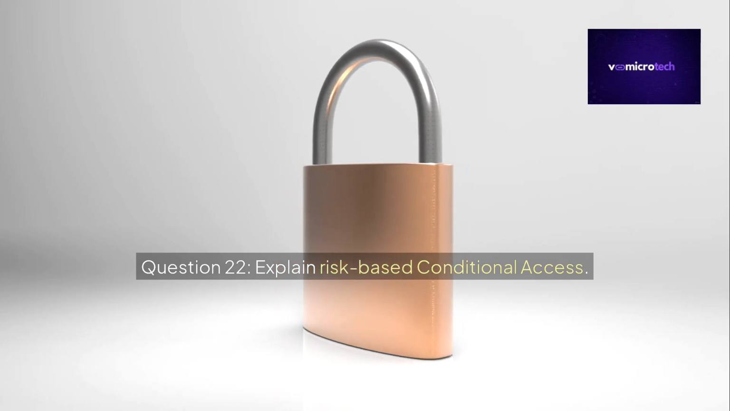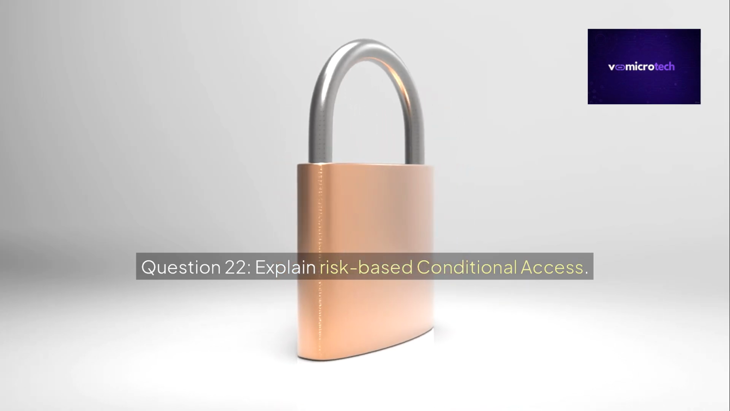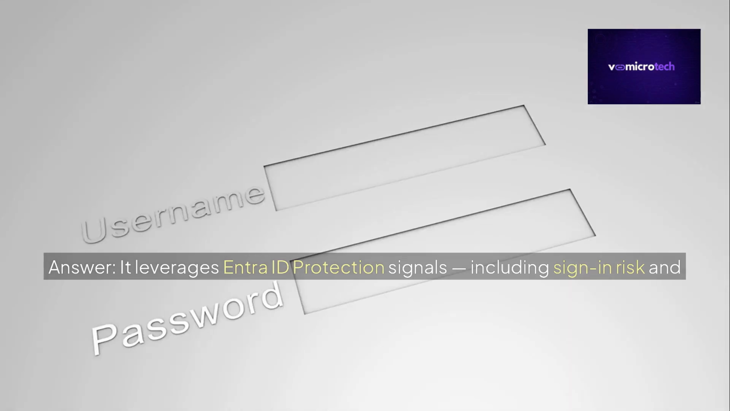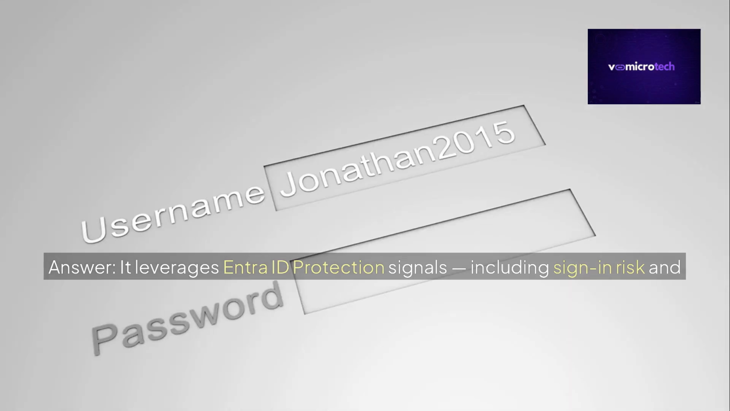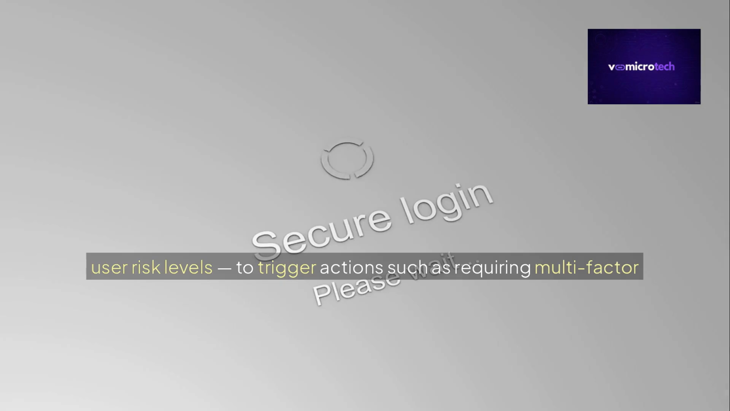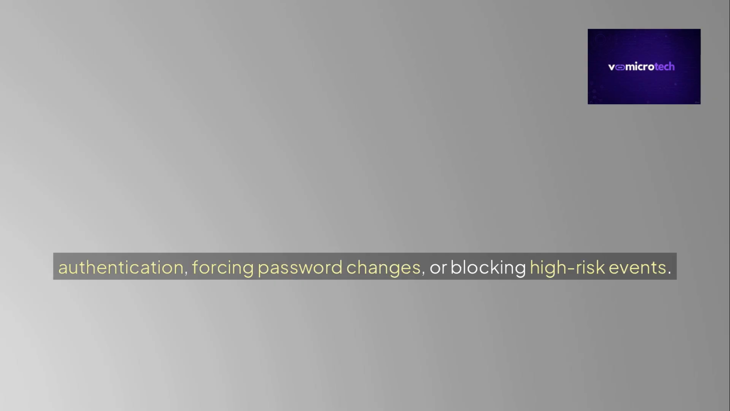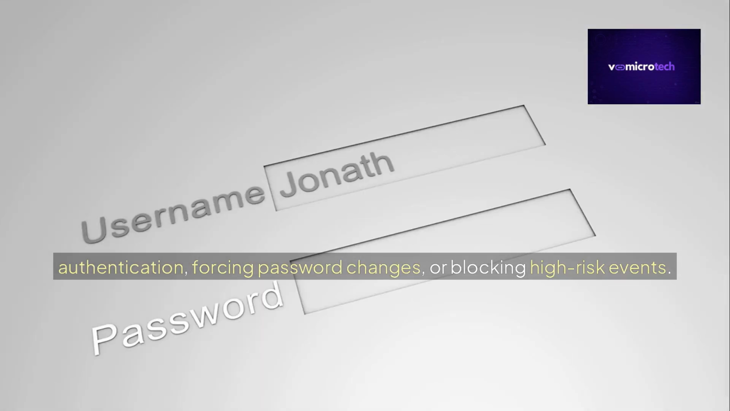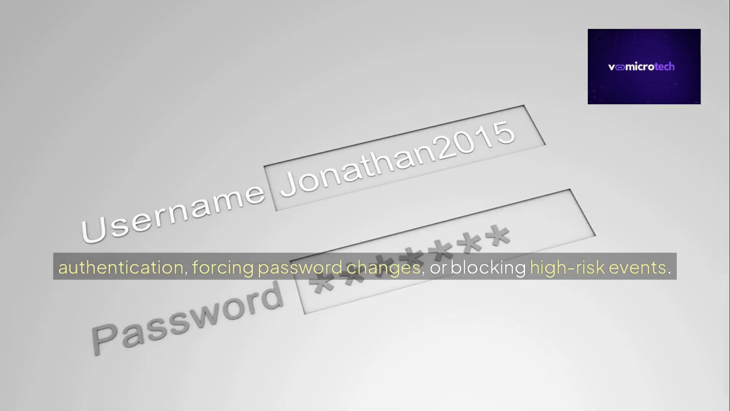Question 22. Explain risk-based conditional access. Answer. It leverages Entra ID protection signals, including sign-in risk and user risk levels, to trigger actions such as requiring multi-factor authentication, forcing password changes, or blocking high-risk events.